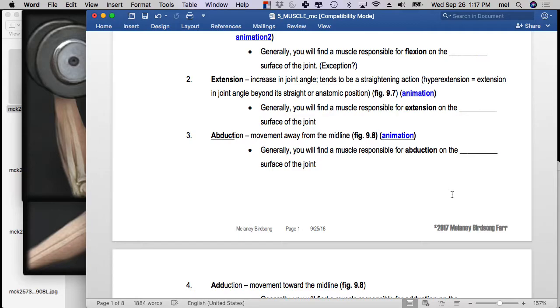Because where do they run? Anterior surface of the hip, which means they will flex, yes? And then anterior surface of the knee, which means they will extend, yes? Do you see? It's not memorization, it's logic. Do you see?